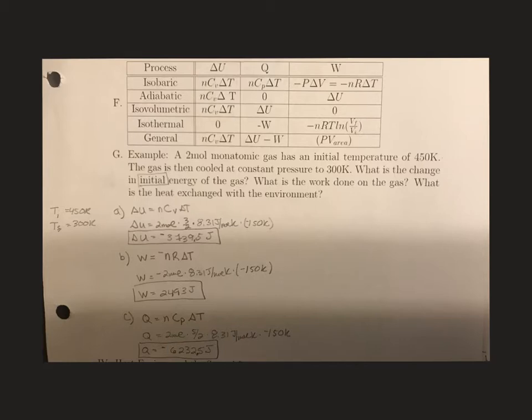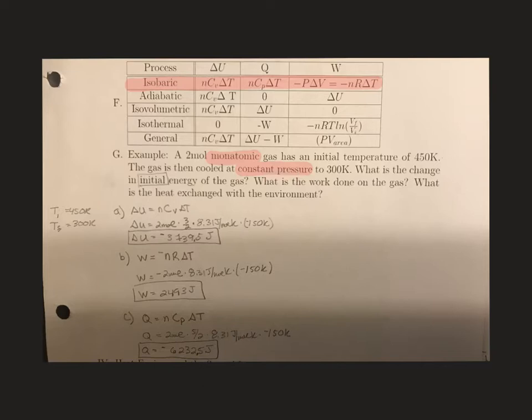Alright, so a couple of key words here. The first being monatomic. So that's going to tell us some of our constants, and the other is constant pressure. Constant pressure means that we're doing an isobaric process, so we need to use these relationships here.